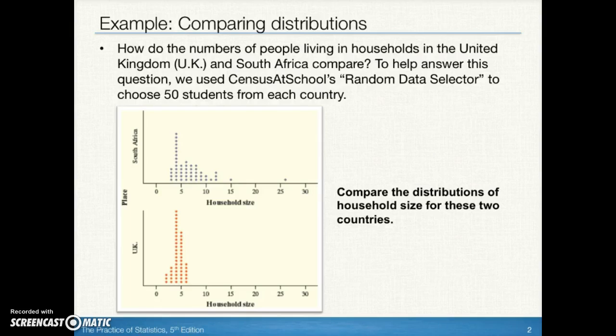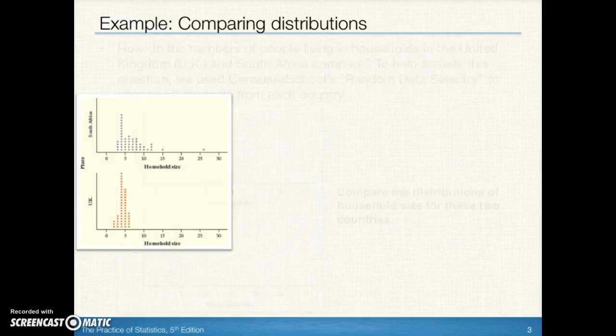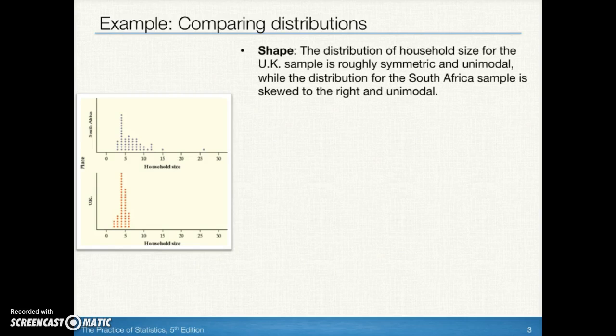When comparing two distributions of quantitative variables, we want to make sure we discuss the shape, center, spread, and note whether or not there are any outliers for both distributions. In looking at the shapes, we see that the distribution of household size for the United Kingdom sample is roughly symmetric and unimodal, while the distribution for South Africa is skewed to the right and unimodal.